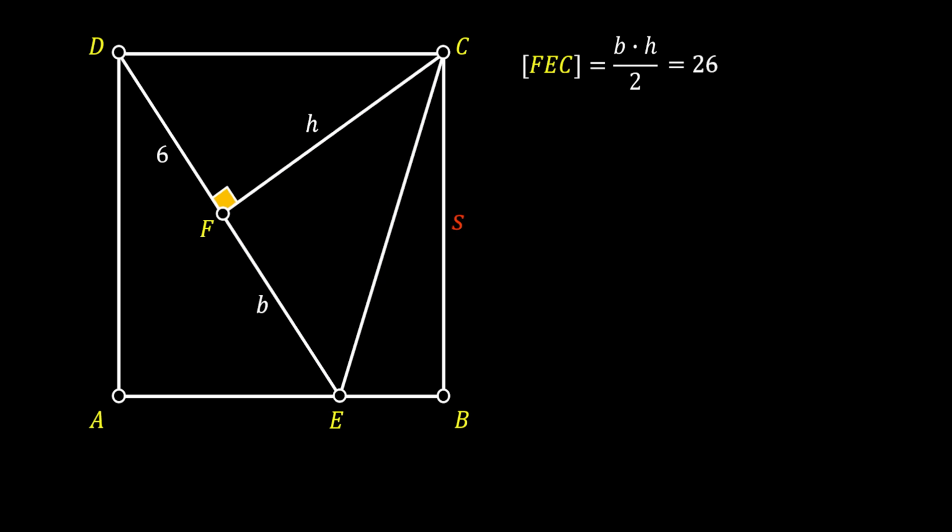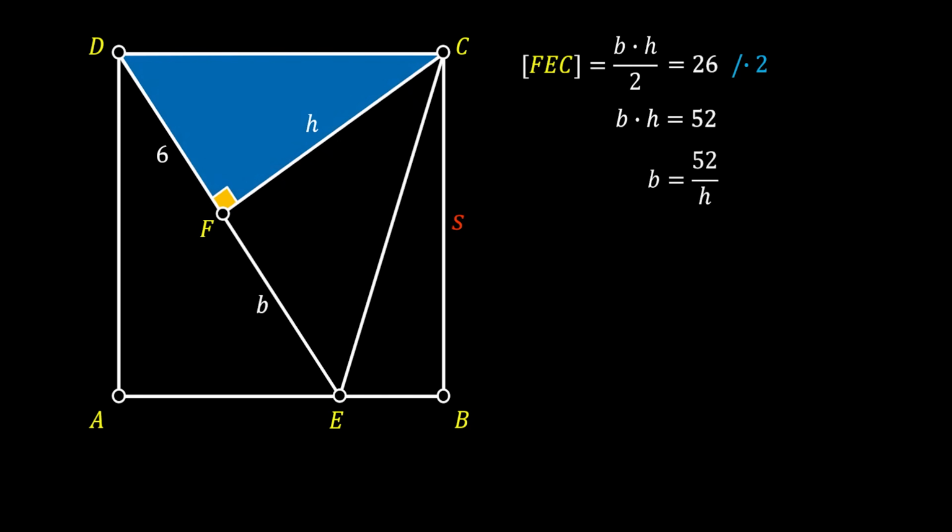So we're going to simplify this by multiplying with 2 and get the following. From here, we can write this down in terms of B and get that B equals 52 over H. Great, so now let's take a look at our blue triangle. Remember from the draft, the triangle DFC.